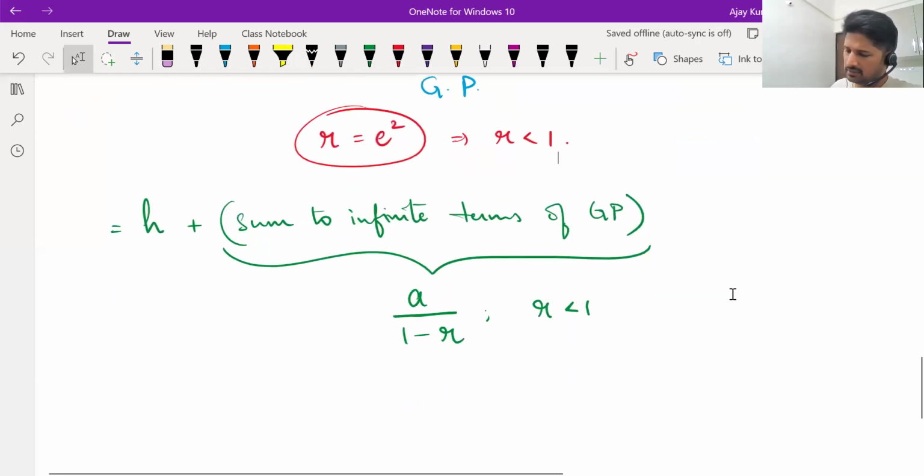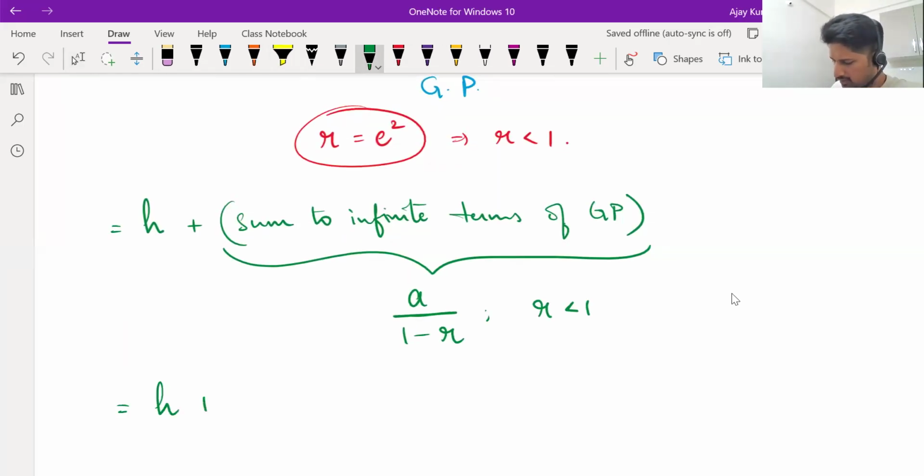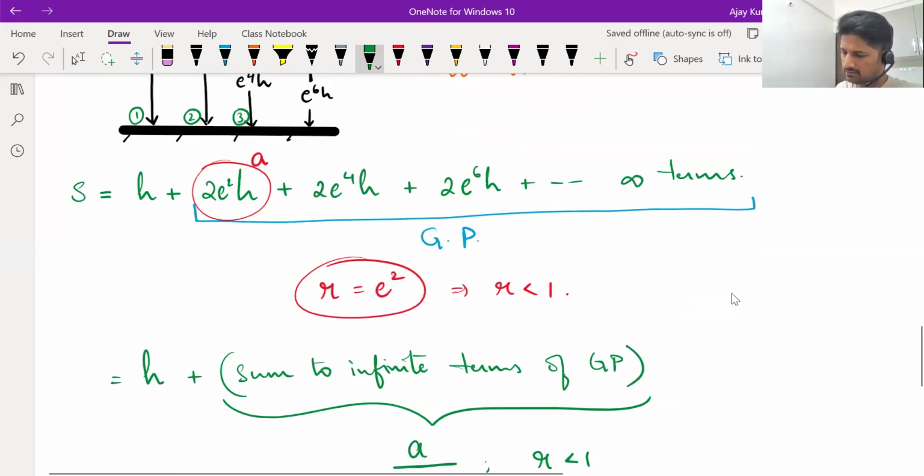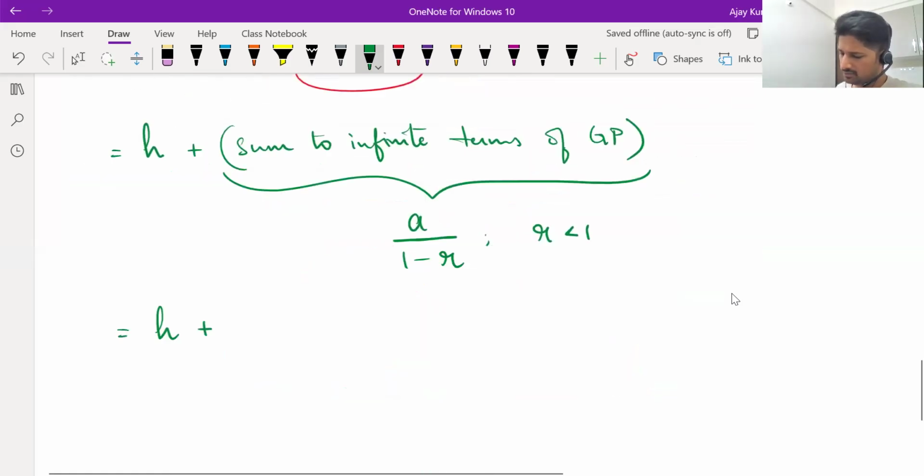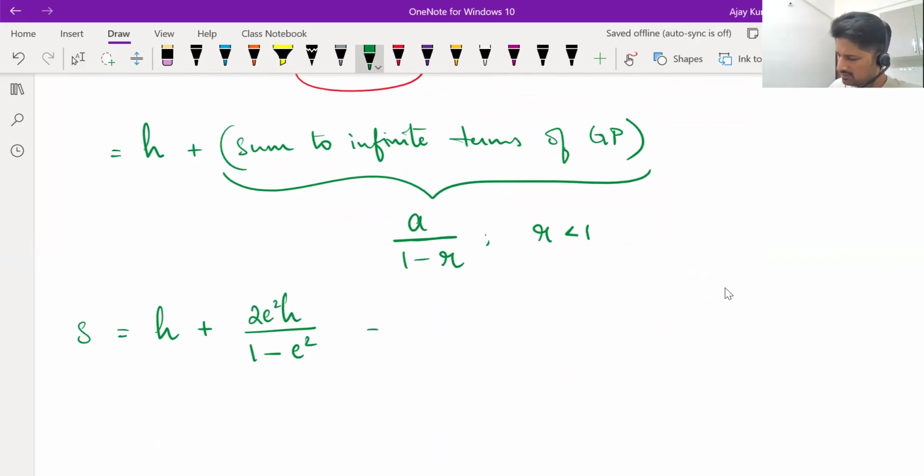Therefore, the total distance traveled by the ball before coming to rest finally on the ground will become h plus a, the initial term of this GP, 2e square h, divided by 1 minus the common ratio of this GP, e square. So that's the total distance traveled. You can take LCM and simplify this.